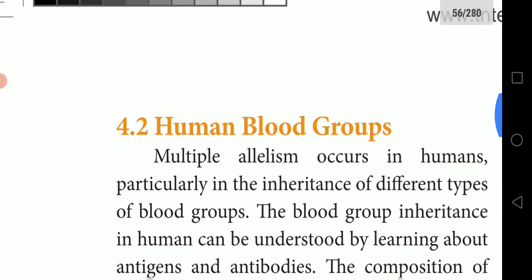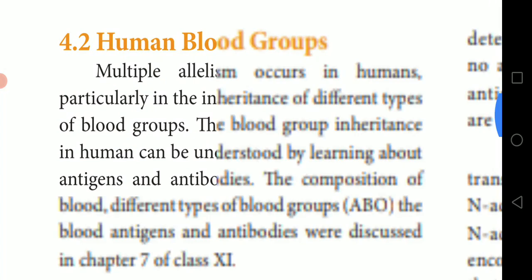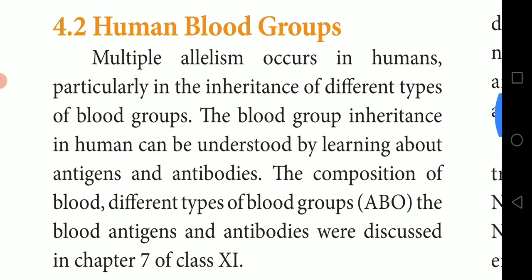The next topic is human blood groups. Multiple allelism occurs in humans, particularly in the inheritance of different types of blood groups. What is inheritance? Transferring to the next generations, or just having next generations. Through that, they have different types of blood groups.